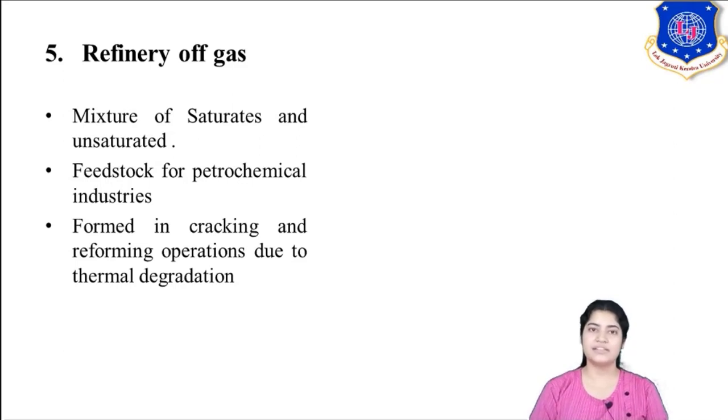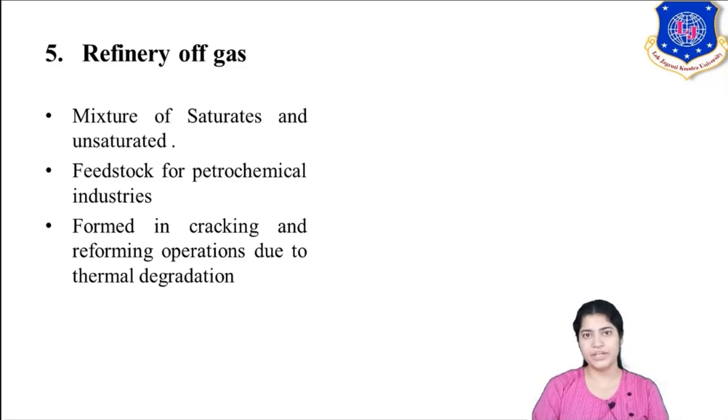Now, these gases are formed in cracking and reforming operations, during thermal degradation. Besides the ADU, there are many other units, like the cracker and the coker unit. You will learn about them further. Where thermal degradation takes place, your heavy, big molecules are cracked into small molecules. When cracking happens, a certain amount of gases is also formed. Those gases are called refinery gas.